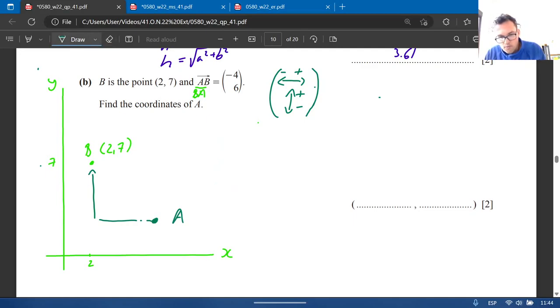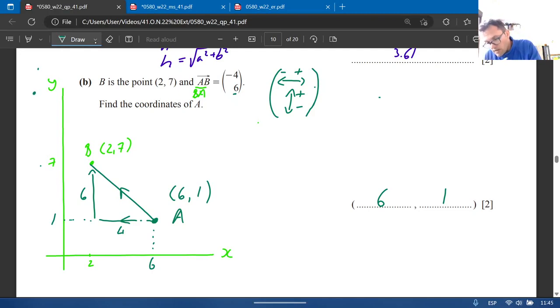Now if we move 4 spaces to the left, which means we go like this, 4 spaces, then we need to start over here at 6. So the x value must be 6. And then if we're moving 6 spaces up, we need to start 6 spaces down, that means it needs to be 1. And that will give us this vector A, B, and that's why the answer is (6, 1). If you, like me, thought the answer was (-2, 13), it's because you did the vector BA, going from B to A, if A was up there. So that was wrong.